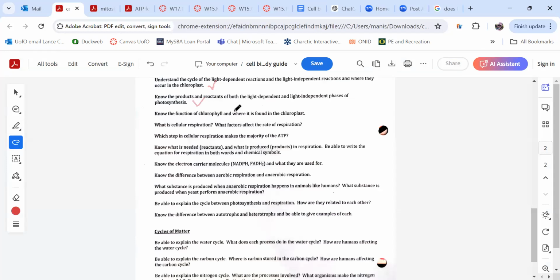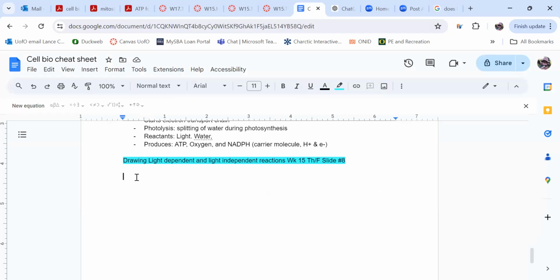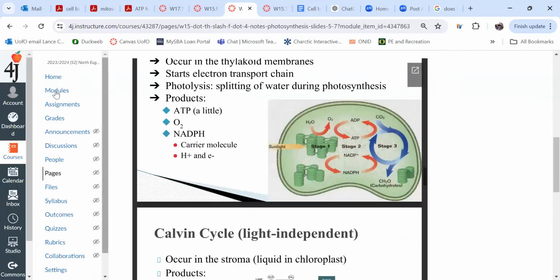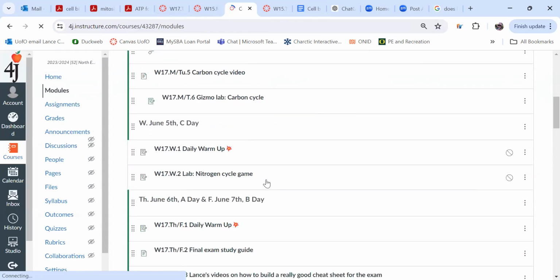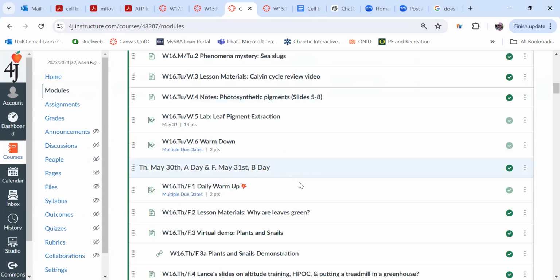Got that one down. Know the function of chlorophyll and where it is found in the chloroplast. All right, so now we're going to name a section. We call this chlorophyll. And we got notes about the chlorophyll, I think in week 16. So let's go to modules. Wow, we just learned about the chlorophyll. Photosynthetic pigments, that should be it.